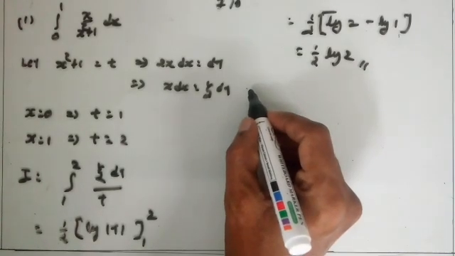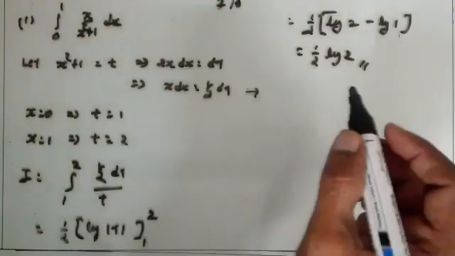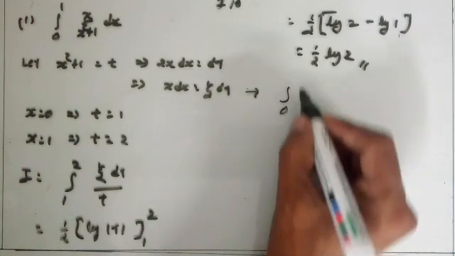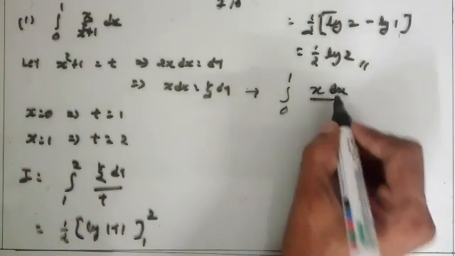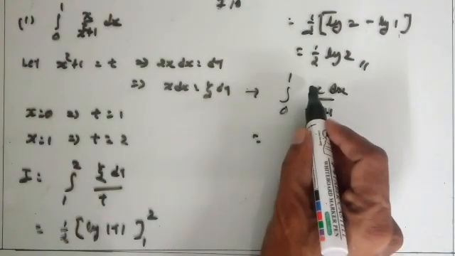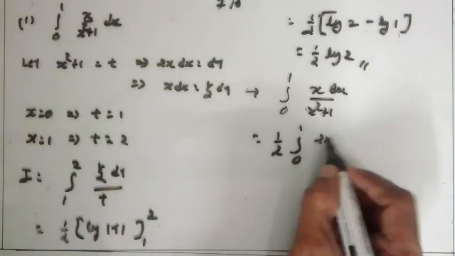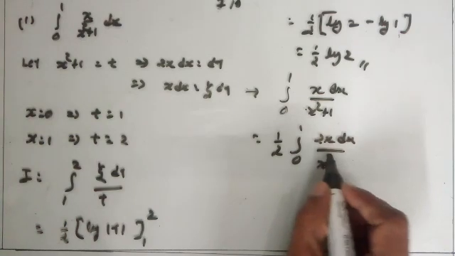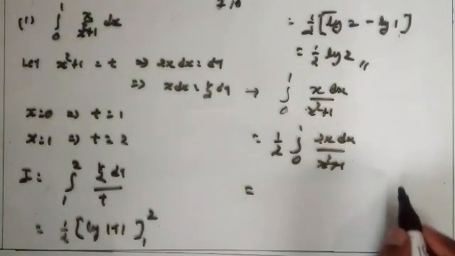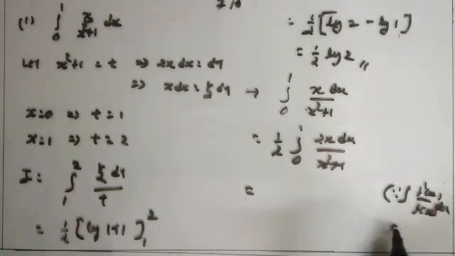This example can also be solved without substitution. Remember this integral from 0 to 1 of x dx upon x square plus 1. The derivative of x square plus 1 is 2x, so multiply by 2 and divide by 2. Here we get 1 by 2, integral from 0 to 1 of 2x dx upon x square plus 1. Now we know that if we have the integral of f'(x) upon f(x), then the integration of this is log mod f(x).